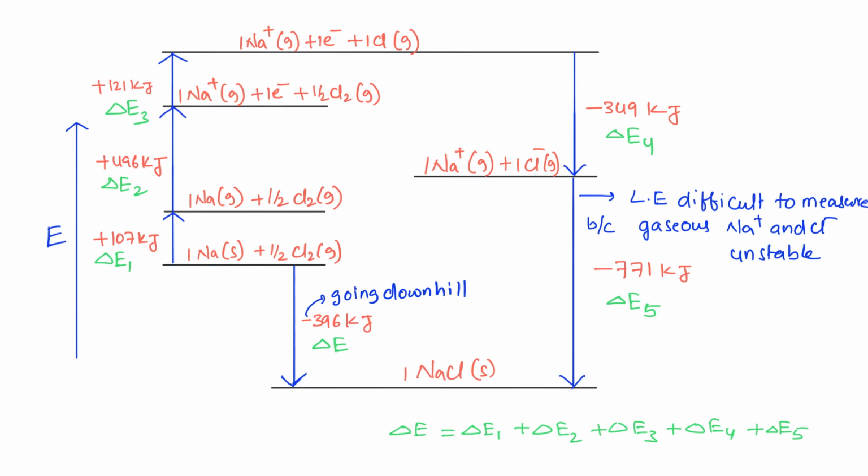This thermochemical cycle is called the Born-Haber cycle, which describes a process in which an ionic solid is formed from its individual elements in a stepwise manner. Construction of the Born-Haber cycle can also help us determine the value of lattice energy given all the other energy values.